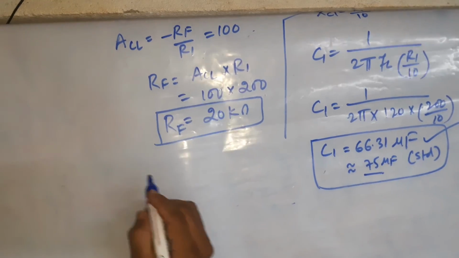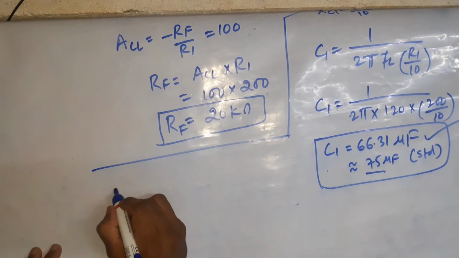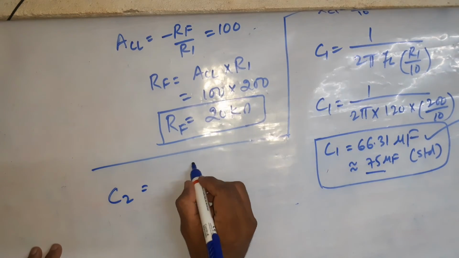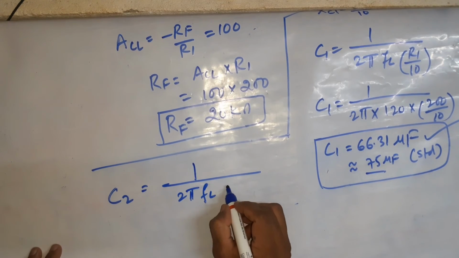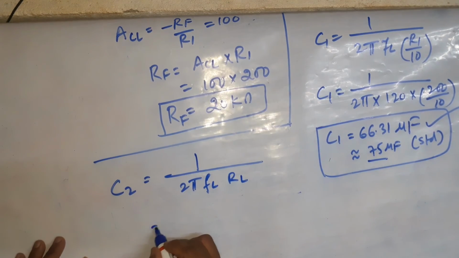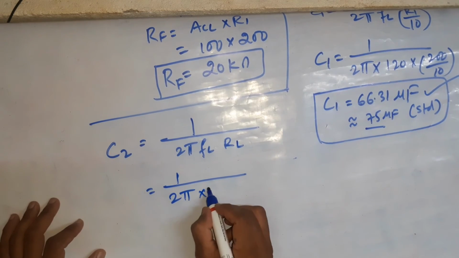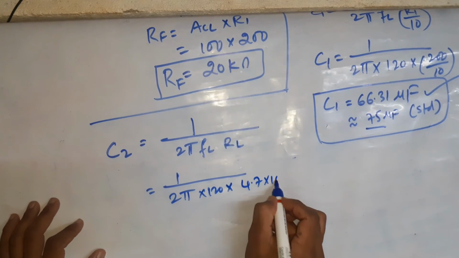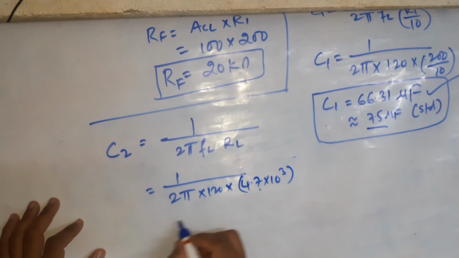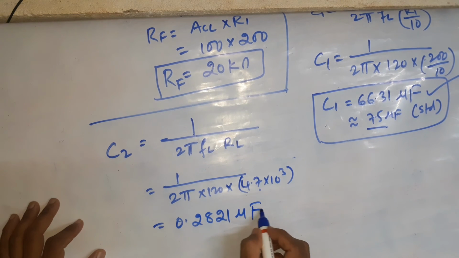Similarly, we will have it for C2. We know that C2 is equal to, we need to remember this formula, 1 over 2 pi FL RL, that is 1 over 2 pi into 120 into 4.7 into 10 raised to 3. This will give you 0.2821 microfarad.